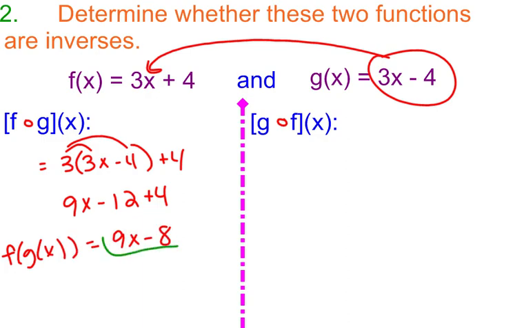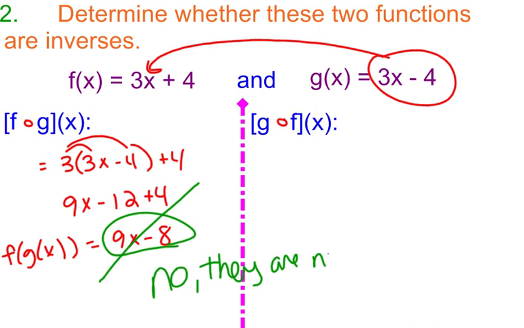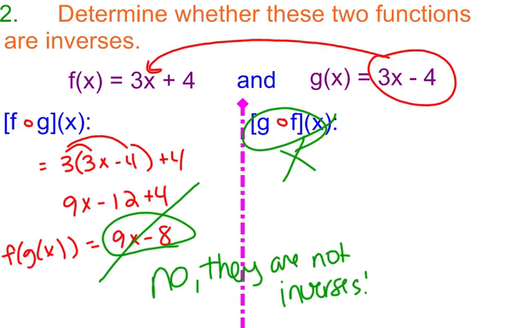Remember, I need it to just be x, right? So right here, it's not x. I can say no. They are not inverses. I don't even have to do the other one. Don't have to do this at all, because it already doesn't work. So you're done.